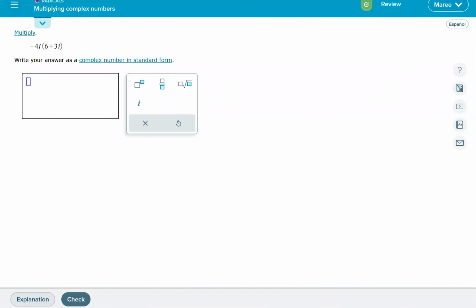We're going to multiply complex numbers here. So first, we're going to distribute. Use the i as if it is a variable. So -4 times 6 is -24i. And then a minus, because -4 times 3 is a -12.